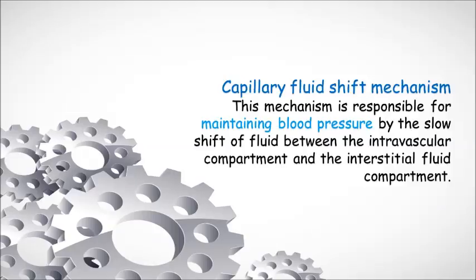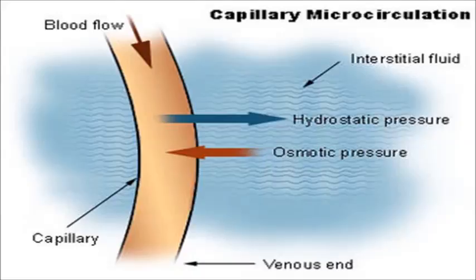So now I will talk about the normal fluid shift mechanism. This mechanism is actually responsible for maintaining blood pressure by the slow shift of fluid between the intravascular compartment and the interstitial fluid compartment. Capillary fluids contain gases, nutrients, and also waste, which are exchanged between the blood and body tissue by diffusion. Capillary walls have tiny pores that allow water and small solutes to pass between the pores into and out of the blood vessels. The capillary walls do not allow protein to pass through.